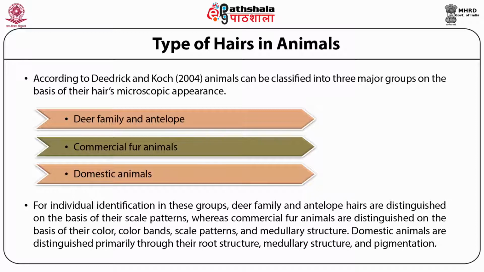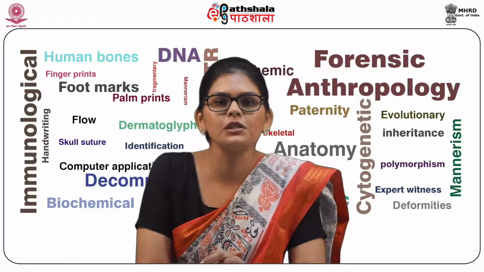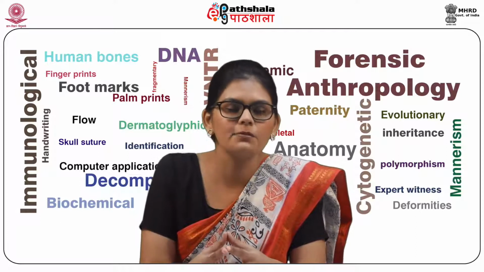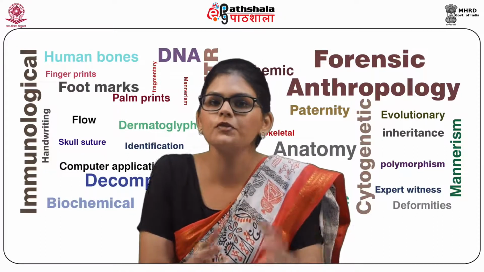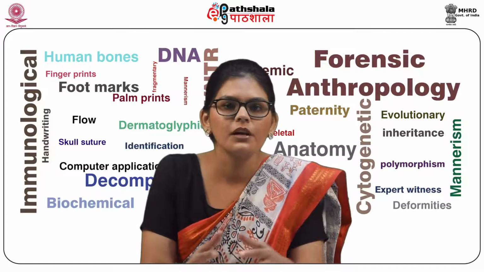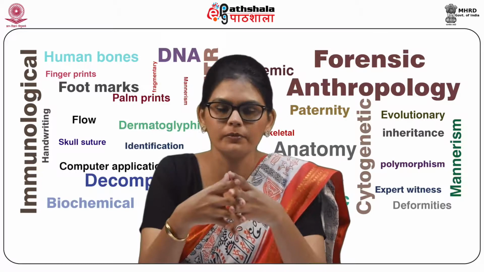Other types of hairs found on animals include tail hair and mane hair. Human hair is not so differentiated and might be described as a modified combination of the characteristics of guard hair and fur hairs. So students, there are three types of animal hairs. First, we will talk about the hairs of the deer family and antelope.